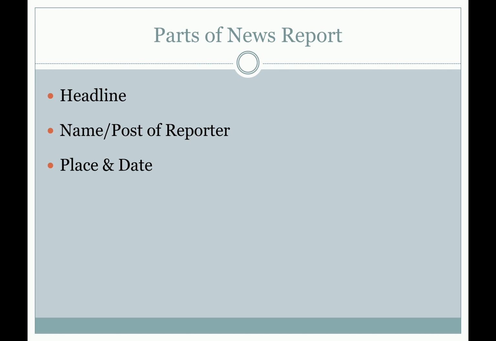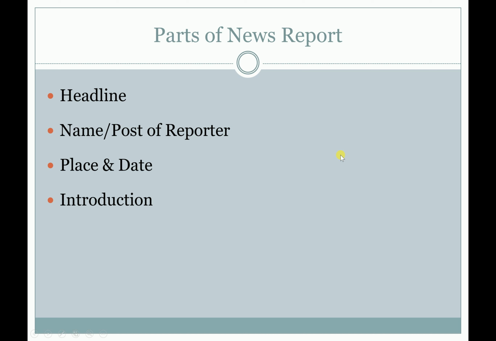Third point is place and date. That means from where the report has been collected. You know that the report is actually describing the specific condition of a specific place, of a locality. So the place and date should be mentioned, when it was written and where it was from, depending on which situation, depending on which place and which locality it was written, should be stated there.